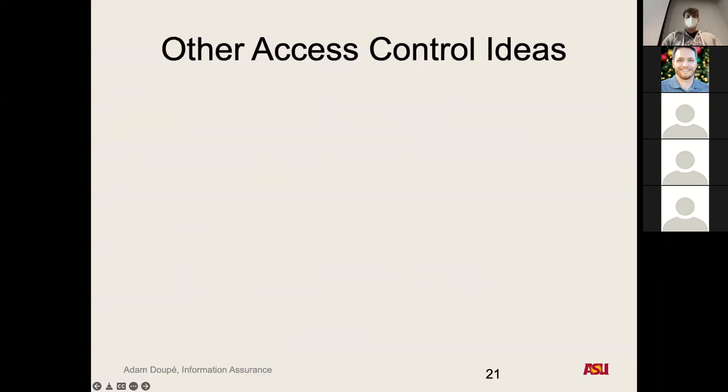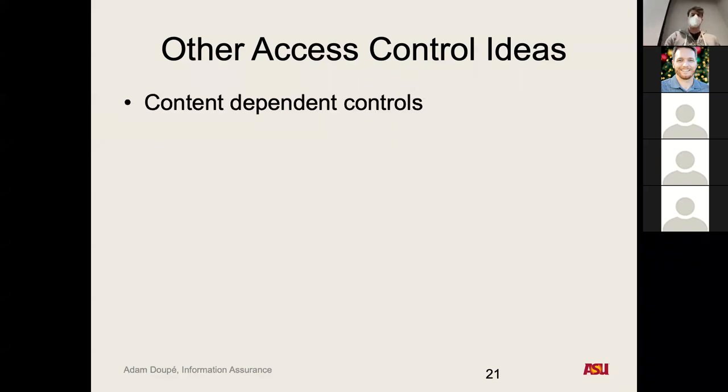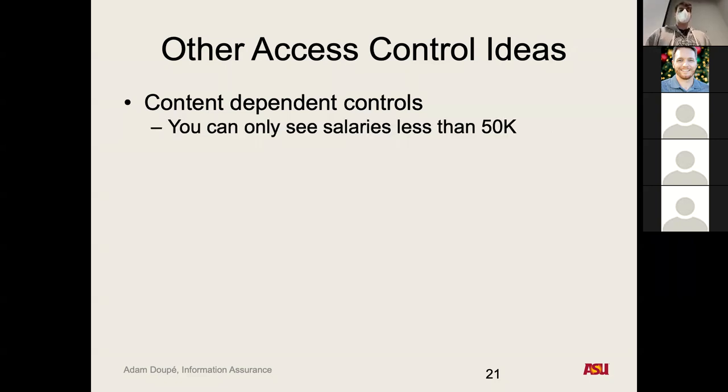Cool. So there's other types of access control ideas that we can talk about and think about. Some of the things that may be useful is content dependent controls. So you may have access to different types of objects depending on properties of that object. If you work in a company or corporation, often unlike ASU, a public university, salaries are very much kept private. It's essentially in the company's interest for everyone not to know what everyone else makes. So you may have an access control policy that says, hey, you can only see salaries less than 50K, right? So this is a policy that is dependent on the content of the object you're trying to view.